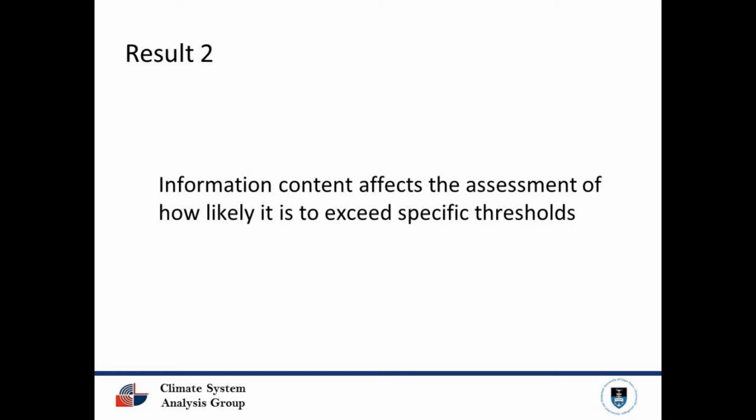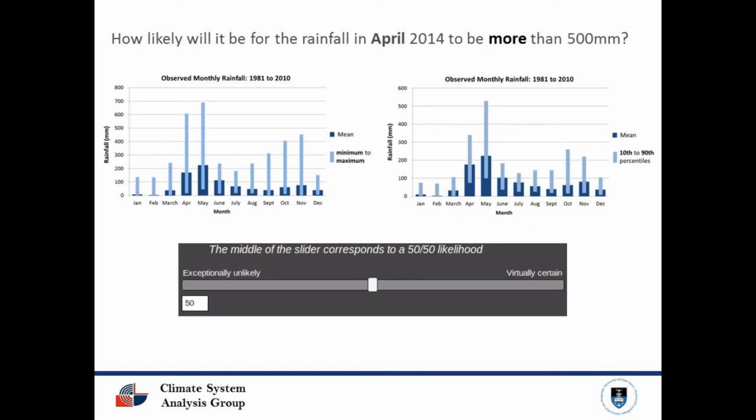And here the information content I'll describe with the help of the visualizations in a second. But here we're not talking about the type or the style of the visualization, but the actual data that's communicated, or the data that's synthesized and then communicated through the visualization. So this was one of the questions that was asked during the survey. How likely will it be for the rainfall in April 2014 to be more than 500 millimeters?